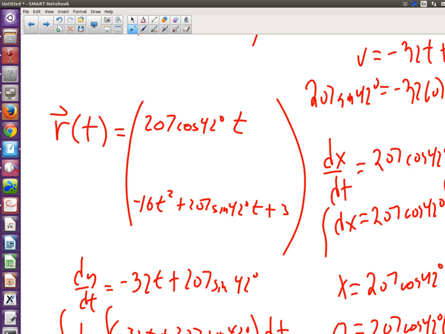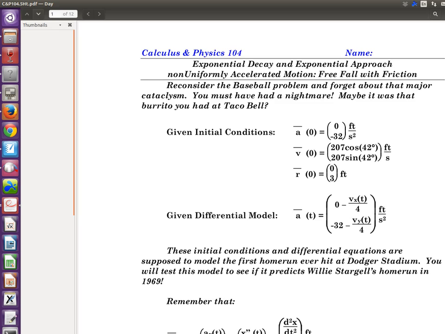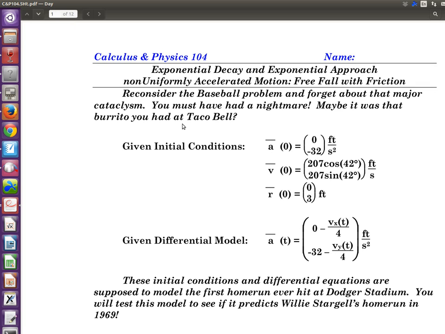Now this problem is the same idea, except we have to model friction due to air resistance. Okay. All right. So for the benefit of the YouTubers, we're here. All right, so now we're going to talk about exponential decay and approach models for friction and non-uniformly accelerated motion. The acceleration is not a constant. So we're modeling free fall with friction, in other words, a real ballistic model.